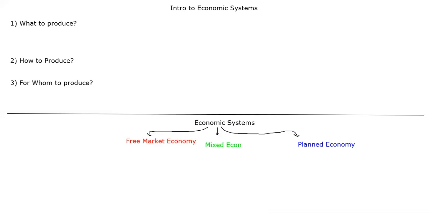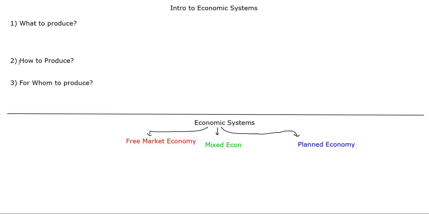When we talk about how to produce, this is a very easy question. The idea is which particular production method or process should be employed. The two major ones that we will be discussing and comparing when we get to the economic systems are labor intensive and capital intensive. So basically, the way you combine the factors of production, something we've covered before, right? And the third one is for whom to produce the output that you are producing.